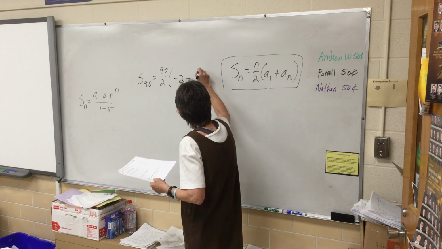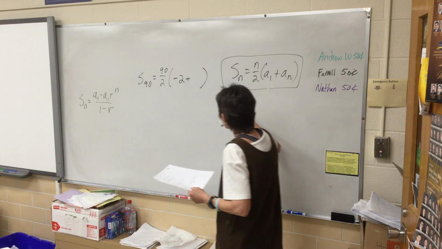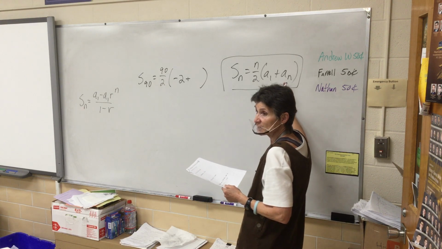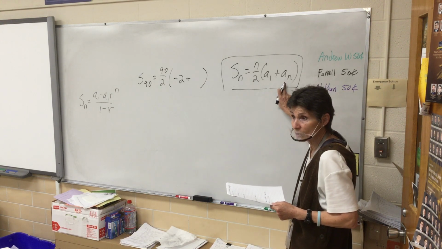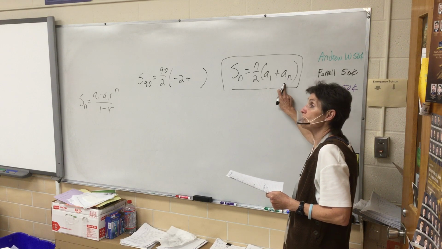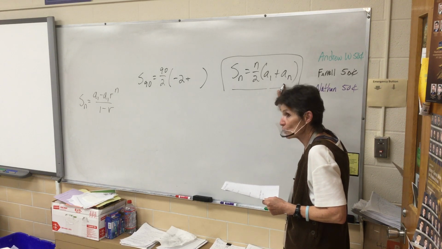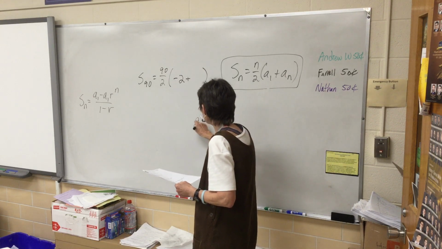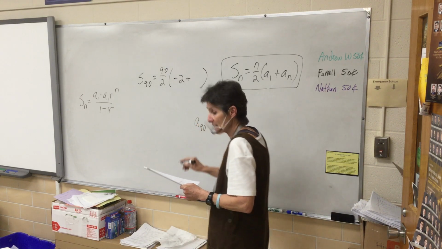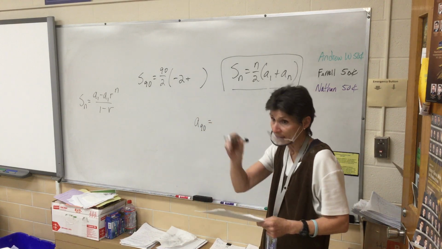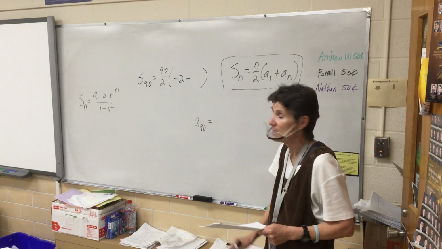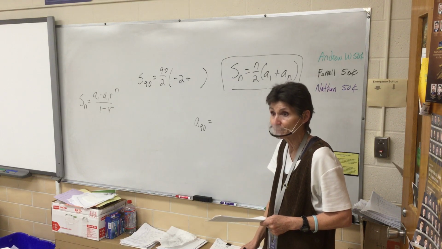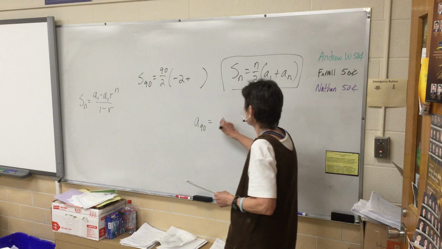What do I need? The last term, right? Which would be the 90th term. Yeah, a sub 90. I have no idea what a sub 90 is, and I do not want to try to count them all out to figure that out. Do I have a formula that will tell me the 90th term? Isn't it this one?